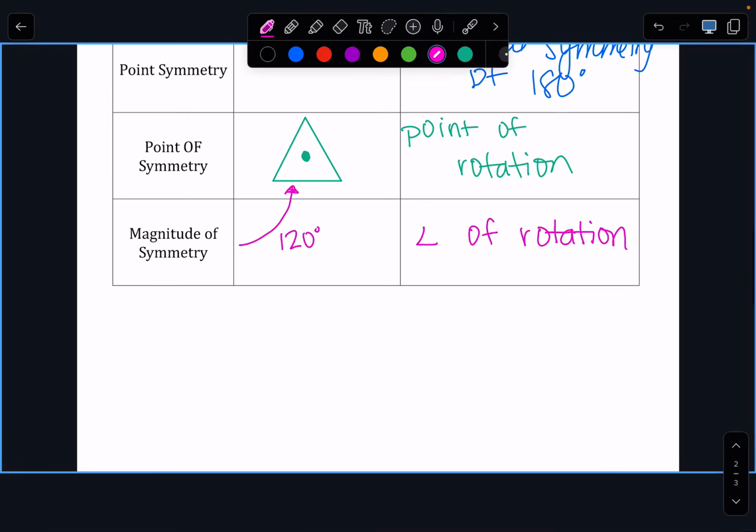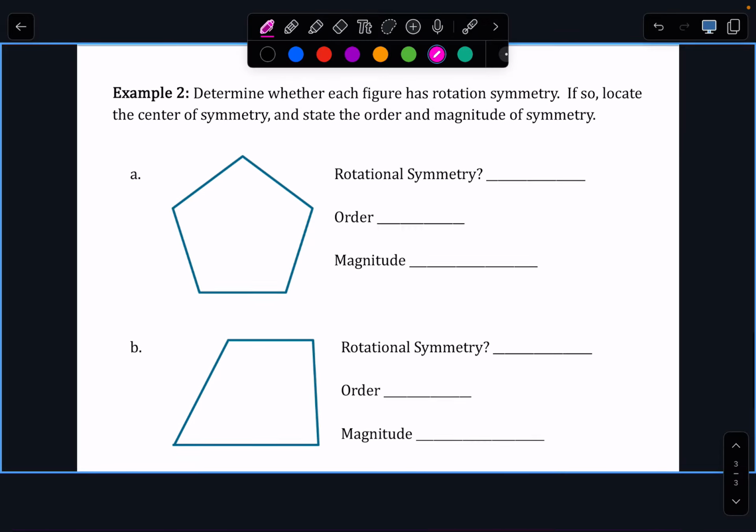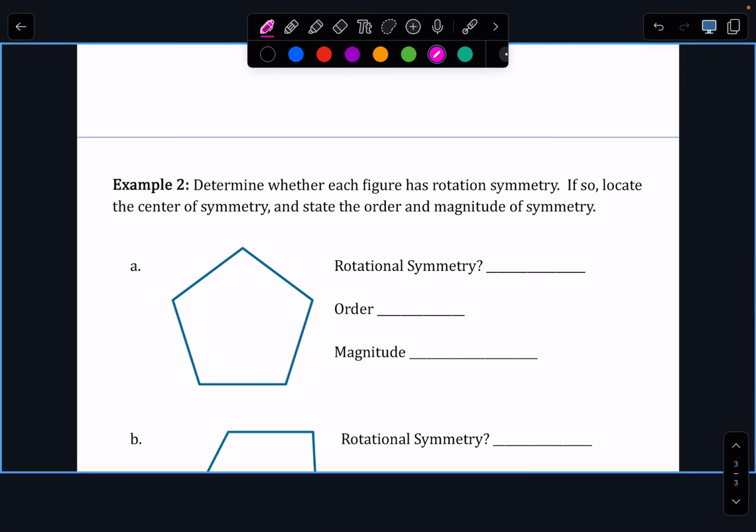Okay? So let's go to the last page of notes. Okay. Does A have rotational symmetry? Yes. Here would be our point of symmetry right there. Okay. The order just means how many times could we rotate it? 5. Because it is a regular pentagon. We can turn it 5 times. Now, the magnitude, that's what is our angle. So how are we going to find that with this one?